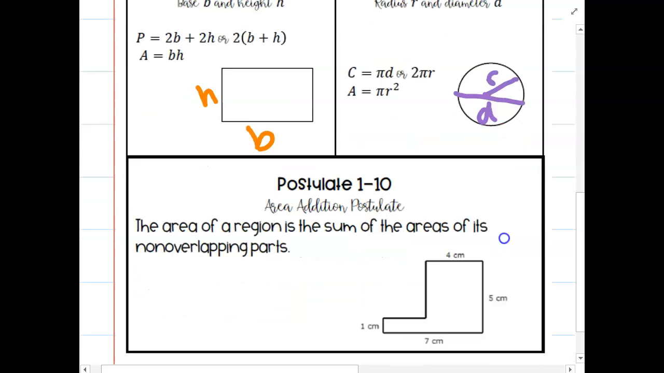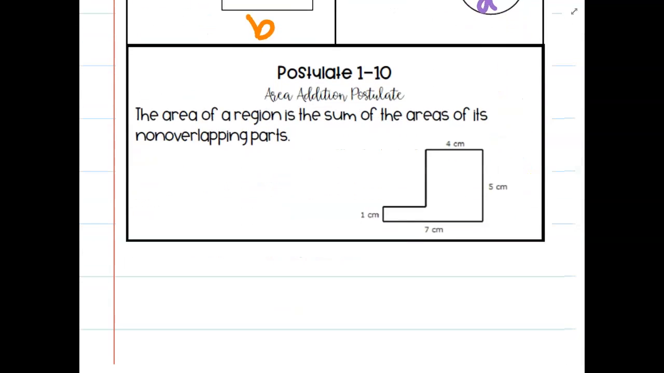Okay? All right, and then the last thing, the postulate that you put into your flip book was postulate 110, which is the area addition postulate. It's kind of similar to the segment addition postulate and the angle addition postulate. Basically, part plus part equals whole. So if I wanted to find the area of an irregular shape, like this here, I couldn't just take length times width because it's not just a rectangle, it's not just a triangle, it's a couple of shapes put together.